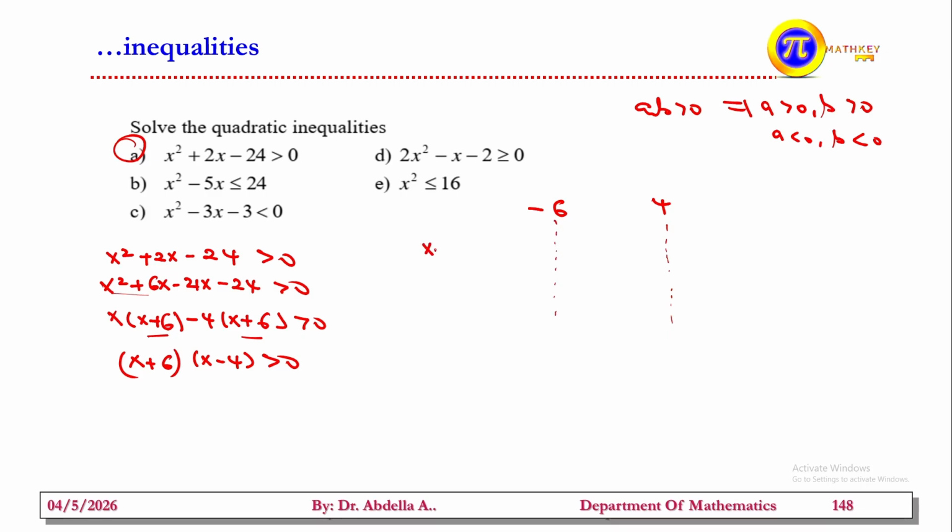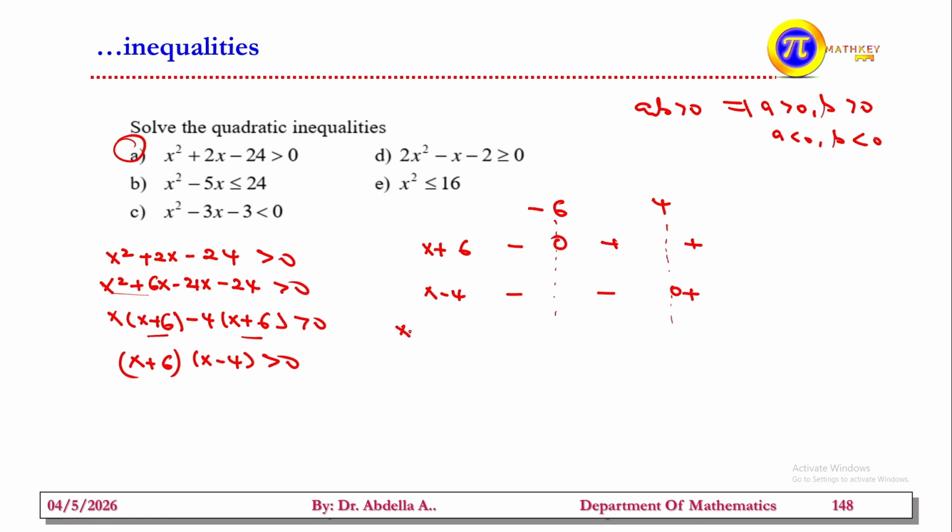Here is x plus 6 and here we have x minus 4. At negative 6, this x plus 6 is 0. At the left it is negative, at the right it is positive. When we take x minus 4, at 4 it is 0, at the right it is positive, at the left ምን ይሆናል? Negative ይሆናል.